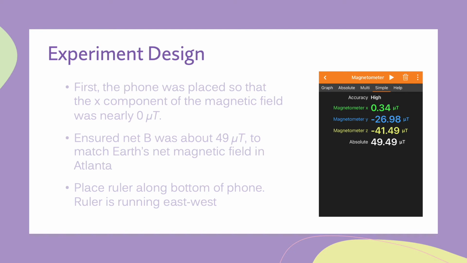To begin, we oriented the phone to compensate for magnetic north by placing the phone so that the x component of the measured magnetic field was nearly 0 microtesla. Then, to make sure that there were not any major interfering magnetic fields nearby, we checked that the net magnetic field was about 49 microtesla to match the Earth's net magnetic field in Atlanta. Then we taped a ruler along the bottom of the phone. The ruler demarked the east-west axis.